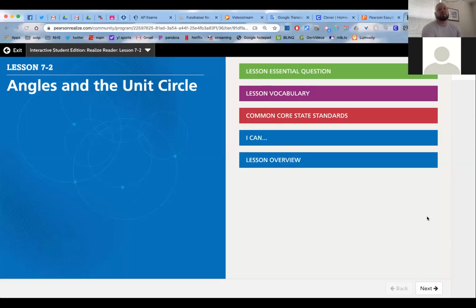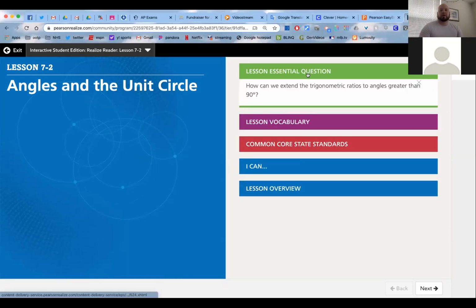All right, people, welcome to the second lesson for Unit 7, or Unit 4. We're in Topic 7, which is about trigonometry. We're going to start off by looking at our essential question for this lesson. And our essential question is, how can we extend the trigonometric ratios to angles greater than 90 degrees?